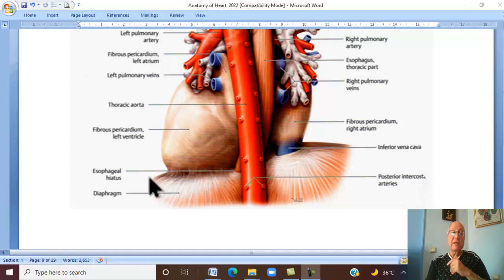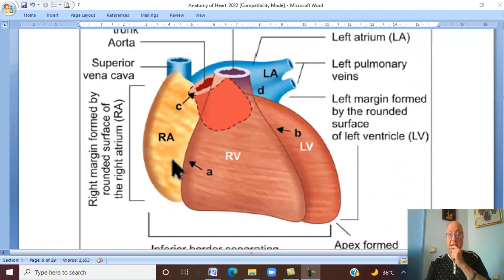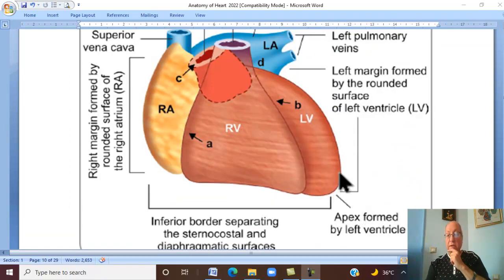The apex of the heart is the lowermost and the leftmost point of the heart. This is the apex of the heart, the lowest and the most left point in the heart. It is formed of one chamber only, formed of the left ventricle only.